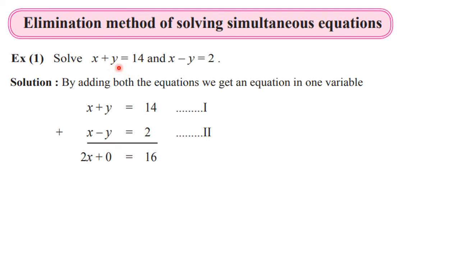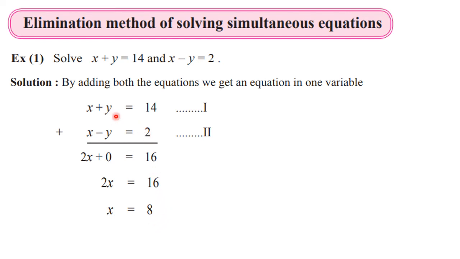But since here they are equal, we can observe that if we add these two equations, then plus y and minus y will get cancelled. Therefore, we are writing by adding both the equations. So we are adding x plus y is equal to 14, equation number 1, plus x minus y is equal to 2, equation number 2. Plus y and minus y we get 0, and 1x plus 1x is 2x, and 14 plus 2 is 16. So 2x is equal to 16 and therefore x is equal to 8.